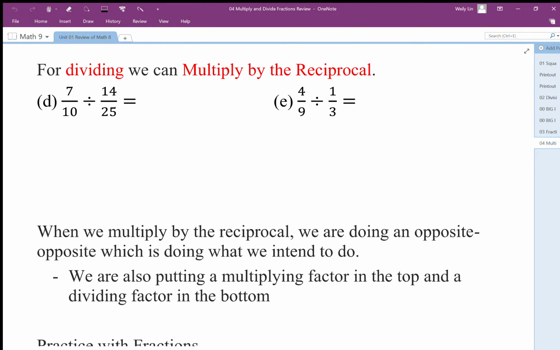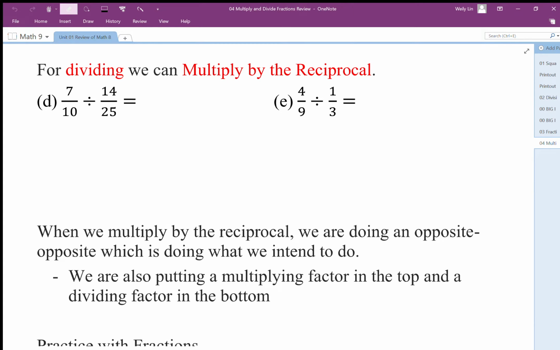For dividing fractions, we can multiply by a reciprocal. So essentially, instead of divide, we're going to multiply. So we're going to do an opposite here, and we need to compensate for that opposite by doing another opposite. In this case, we're going to use the reciprocal, or flip the times and divide by putting them in the opposite places.